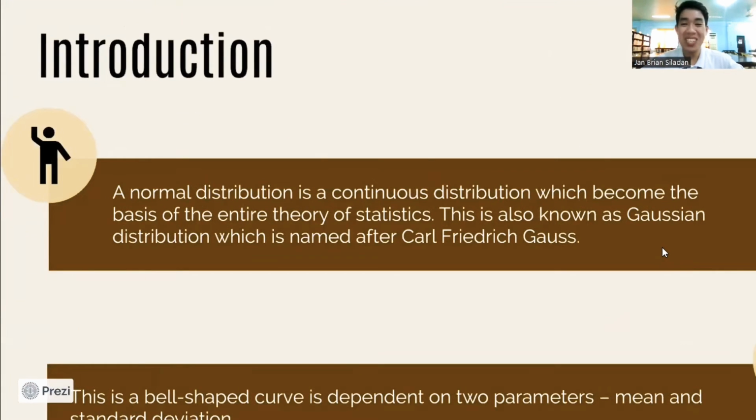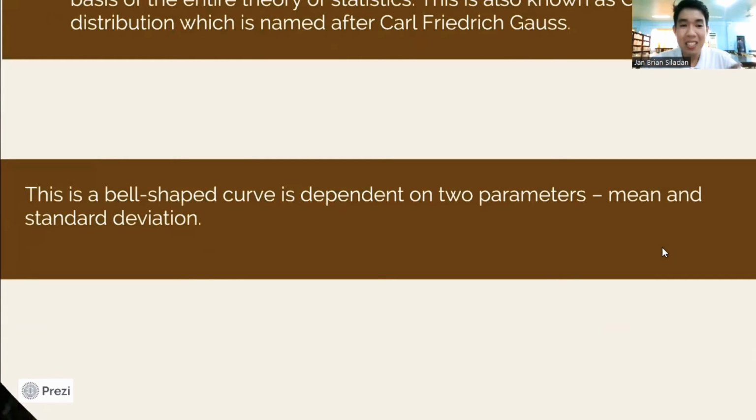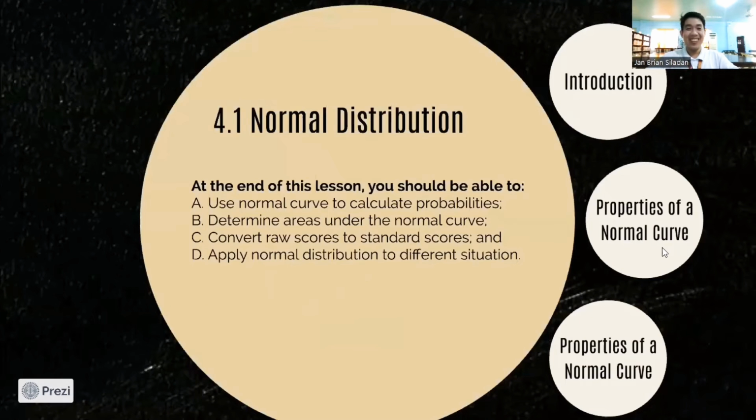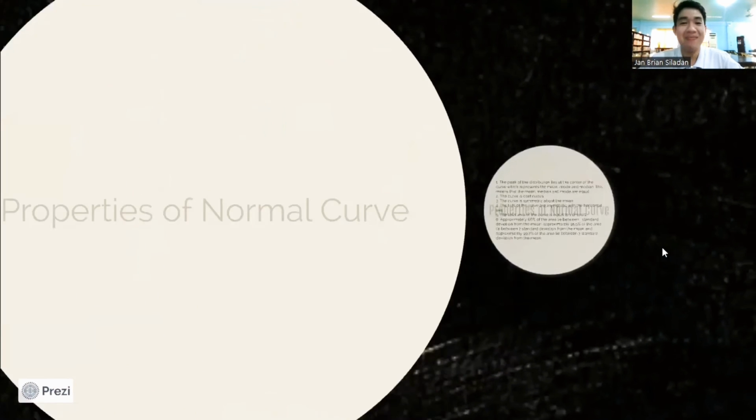A normal distribution is a continuous distribution which became the basis of the entire theory of statistics. This is a bell-shaped curve and it is dependent on two parameters, the mean and the standard deviation. The properties of the normal curve.